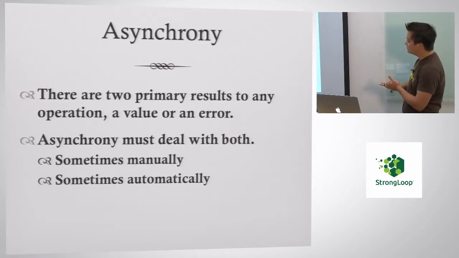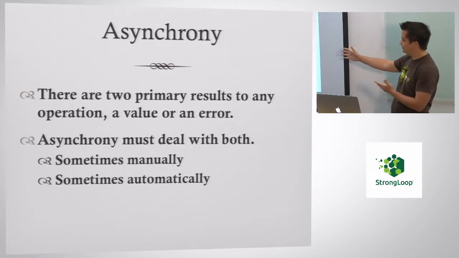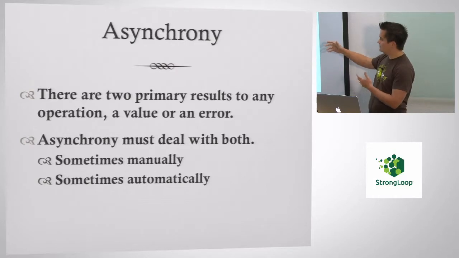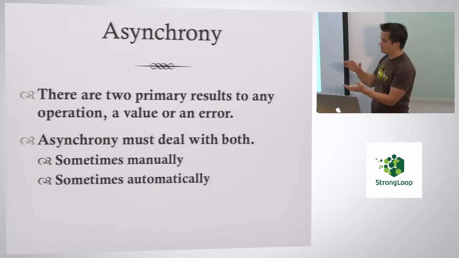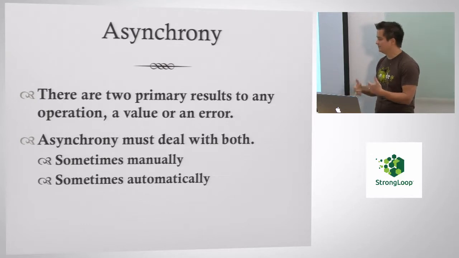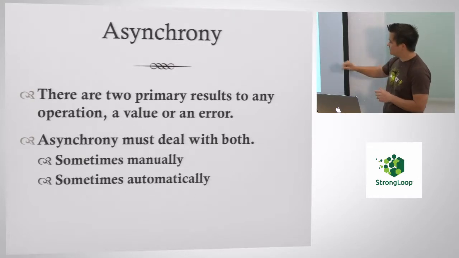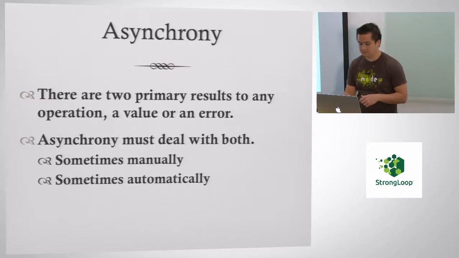So asynchrony must deal with both. In both here I'm talking about errors and values. Sometimes we have to deal with the values versus the errors manually, like with callbacks. Sometimes we get to have errors dealt with automatically, like with promises, and values will also be dealt with automatically with promises if we choose to call .fail to capture the error. The value will bubble up until somebody intercepts it. So sometimes your results are handled automatically, and sometimes your results are handled manually.